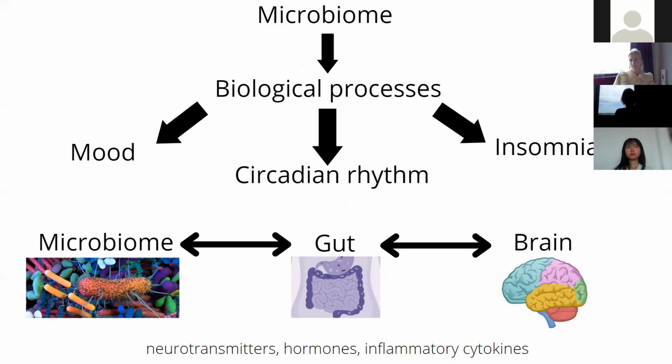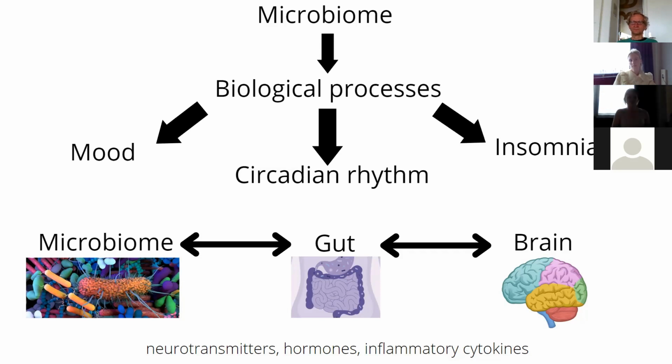So the microbiome is the population of microorganisms that live on your body, but we focus specifically on those in the gastrointestinal tract, so in your gut. And the composition of this microbiome affects different biological processes in your gut. So these can then travel along the microbiome gut-brain axis using neurotransmitters, hormones, or inflammatory cytokines to affect the biochemistry of your brain. This can affect mood, circadian rhythm, which is that 24-hour body clock, and insomnia.